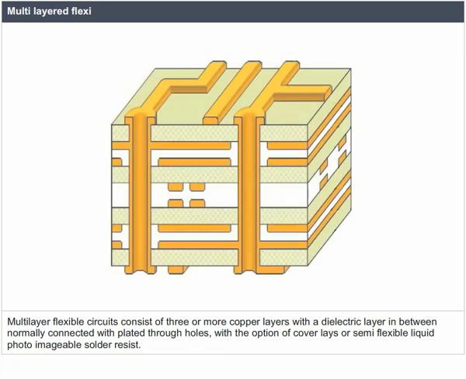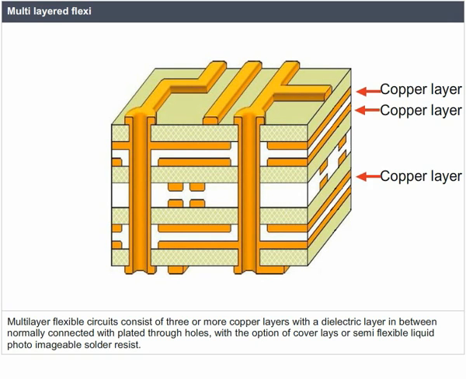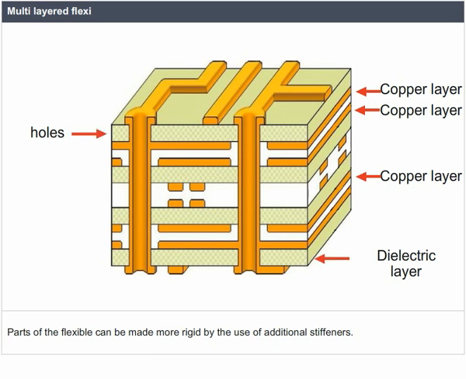Multilayer Flexi. Multilayer flexible circuits consist of three or more copper layers with a dielectric layer in between, normally connected with plated through holes, with the option of cover layers or semi-flexible liquid photo-imageable solder resist. Parts of the flexible can be made more rigid by the use of additional stiffeners.